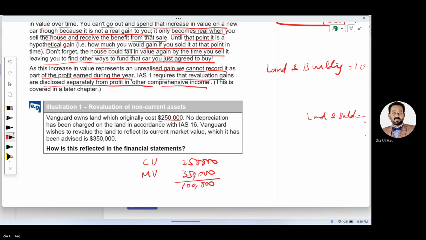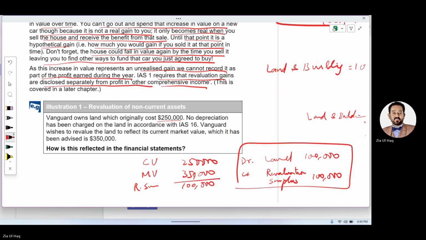What is that? Revaluation surplus. How is this reflected in the financial statements? Debit what? Land, with how much? 100,000. Credit what? Revaluation surplus with 100,000. Is that fine? Okay.